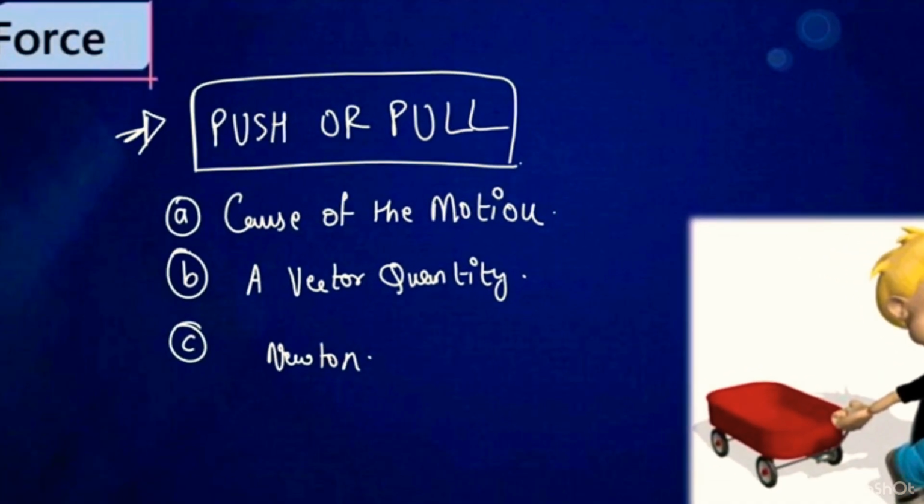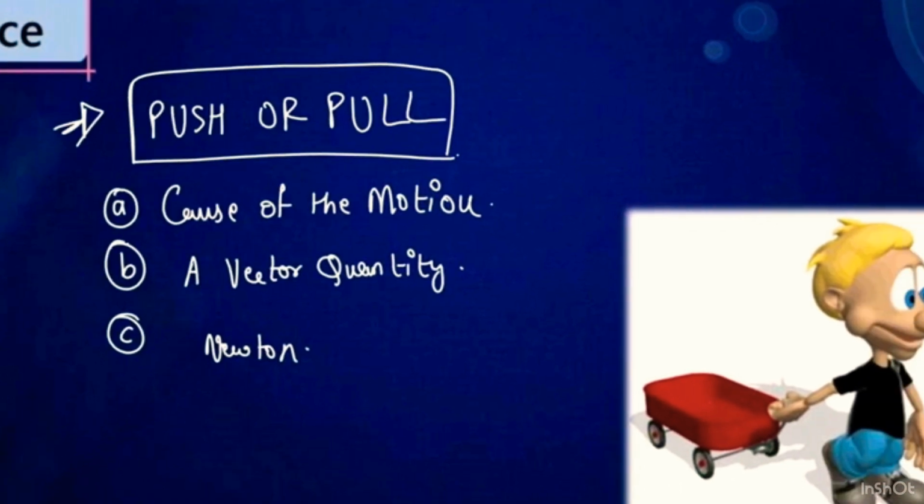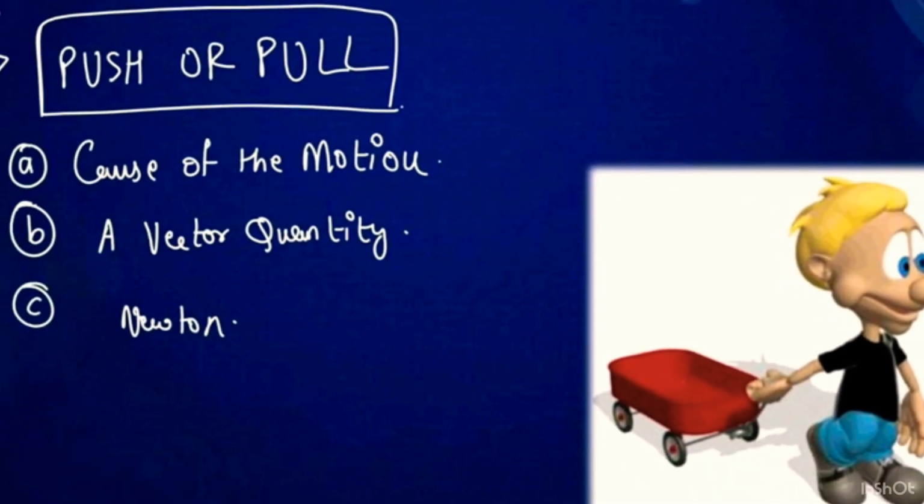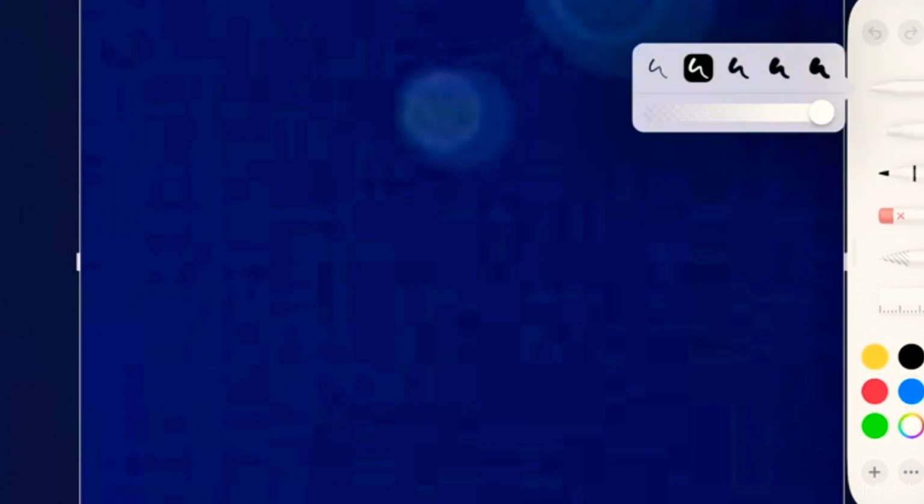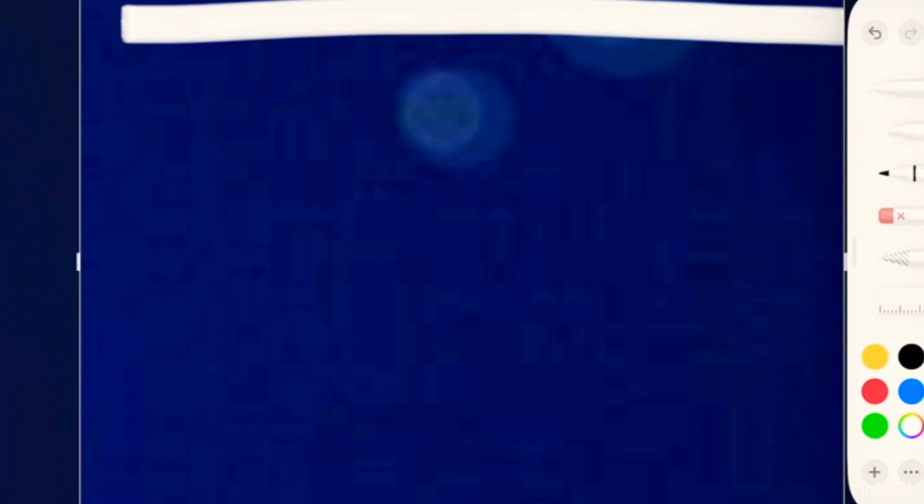Force. First we'll see what is force. Force is a push or pull, the cause of motion, and a vector quantity, measured in newtons. Newton was the first to describe force. So let's see some derivatives, guys.